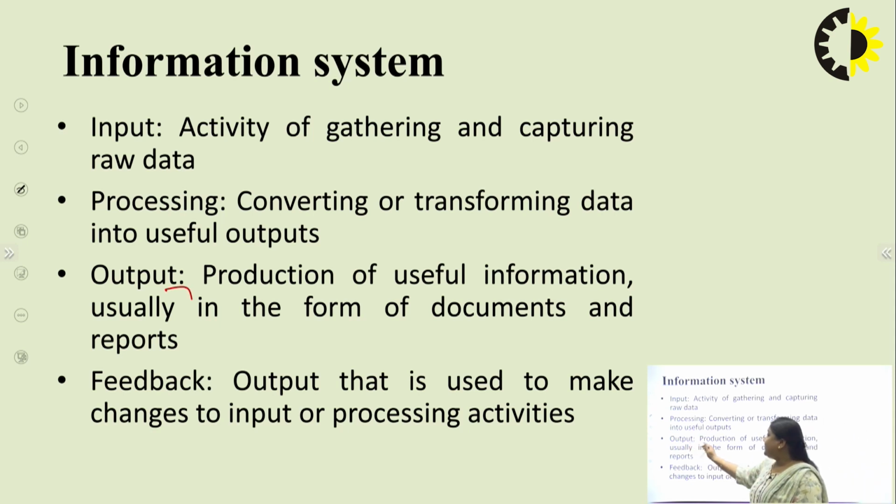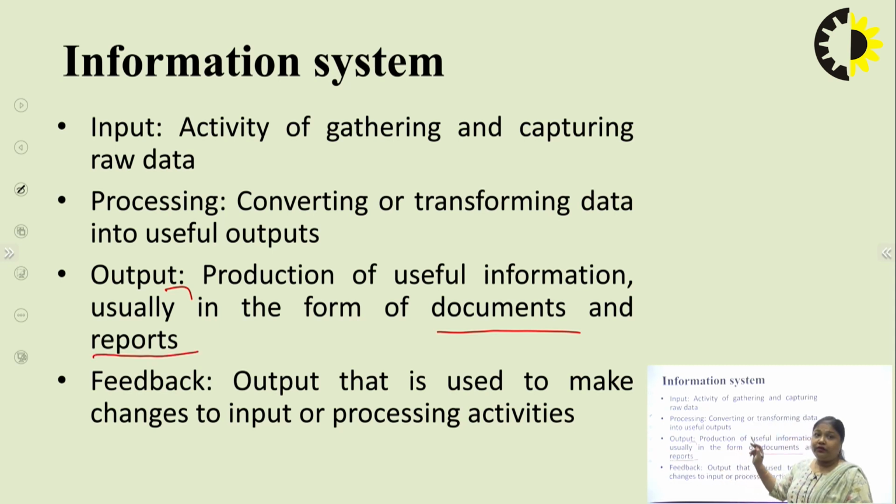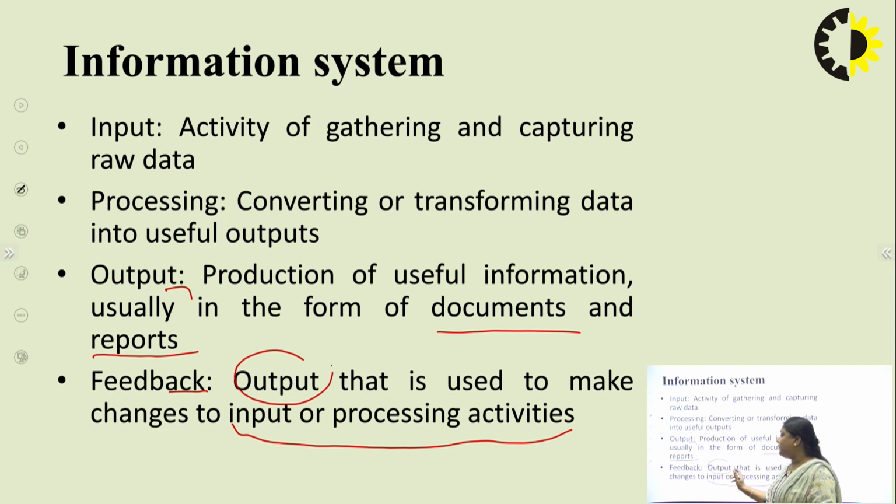The third one is output. What is output? Production of useful, relevant information. In what form is this information delivered? In the form of documents and reports. Now, what is feedback? Feedback we can define as the output that is used to make changes to input or processing activities. On the basis of output, some suggestions and improvements can be given to the input or processing activities. That is called feedback.